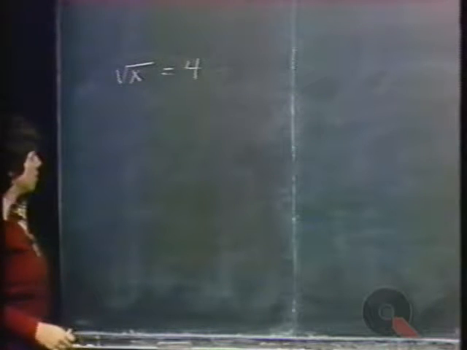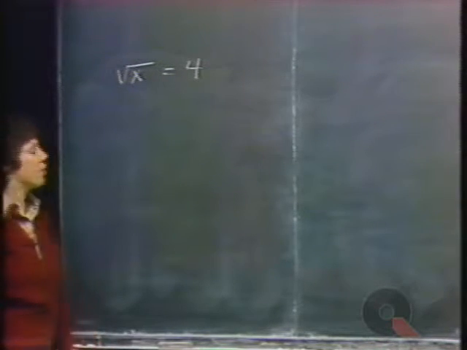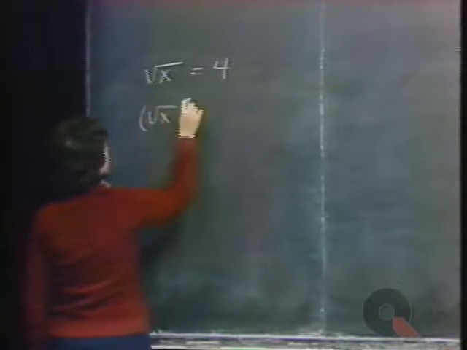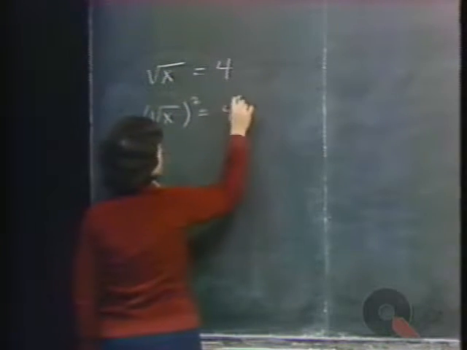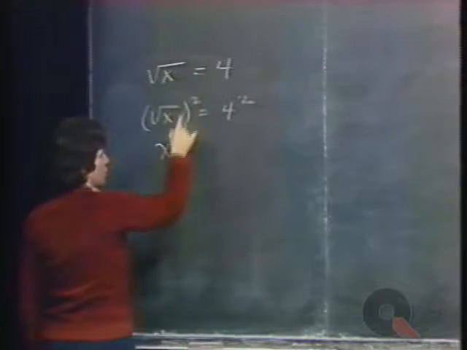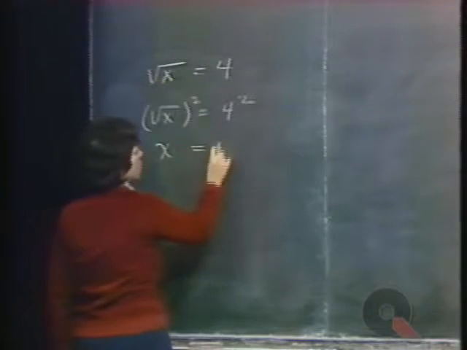To solve this, we can square both sides of the equation, and in doing so, we get the square root of x squared equals 4 squared, or x, since the square root of x squared just leaves us with x, equals 16.